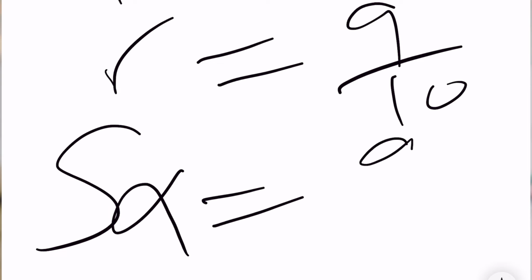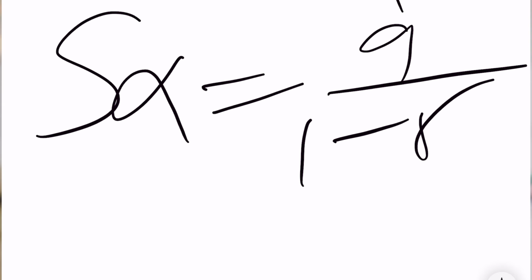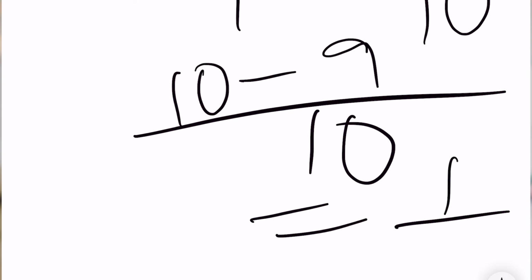So we solve, S infinity is now a over 1 minus r. We have a to be 1, and 1 minus 9 over 10. Then we solve, we have 10 minus 9, and this is 1 over 10.